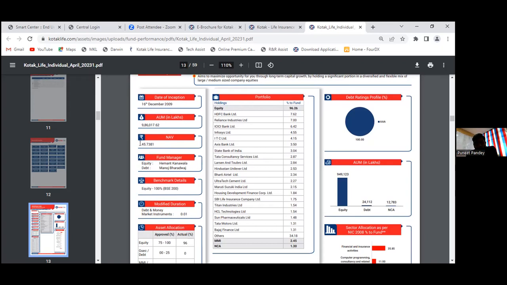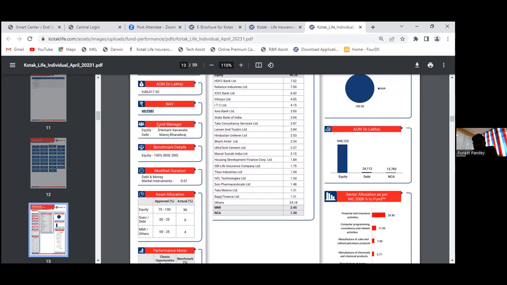What is the NAV of this product? It is 45.73 as on today. Who is the fund manager? Mr. Hemant Kanawala and Manoj Bharadwaj are the fund managers. Equity, Mr. Hemant Kanawala.